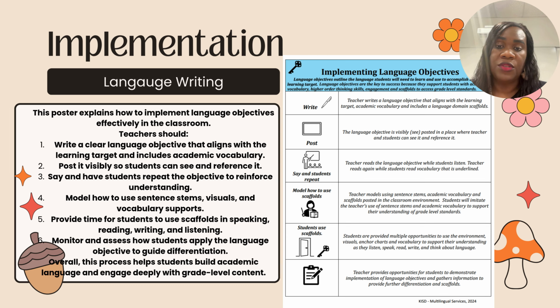Four, model how to use sentence stems, visuals, and vocabulary supports. Five, provide time for students to use scaffolds in speaking, reading, writing, and listening. Six, monitor and assess how students apply the language objectives to guide differentiation. Overall, this process helps students build academic language and engage deeply with grade level content.